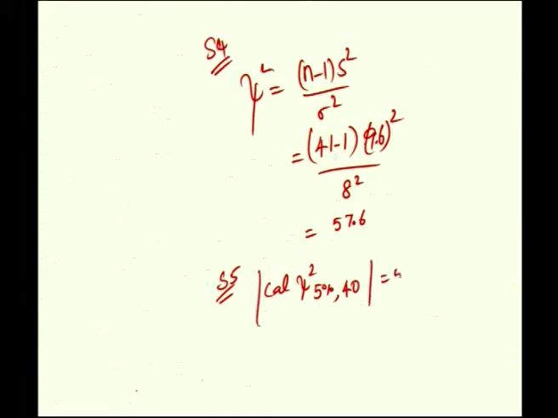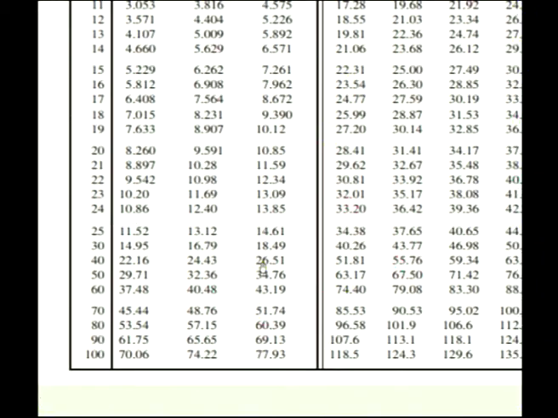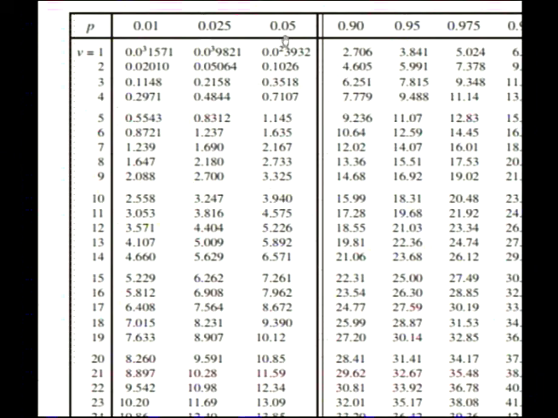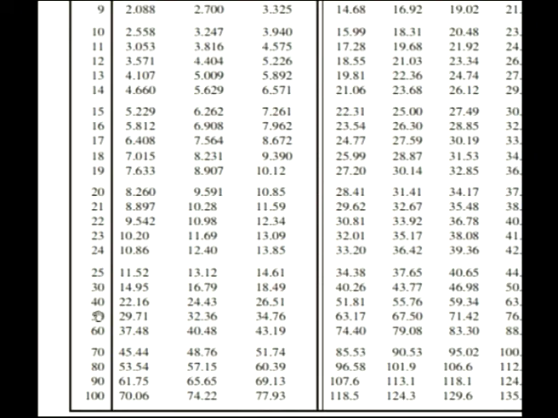So now we have come to the comparison part, where calculated chi-square at 5% comma 40 degrees of freedom is equal to 57.6, whereas tabulated chi-square at 5% comma 40 degrees of freedom is equal to, we have to look into the tables for 40 degrees of freedom and 5% level of significance, is 26.51, isn't it? This is 5% level of significance and 40 degrees of freedom, 26.51.